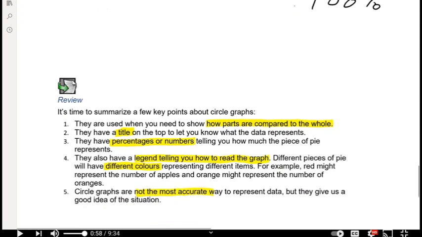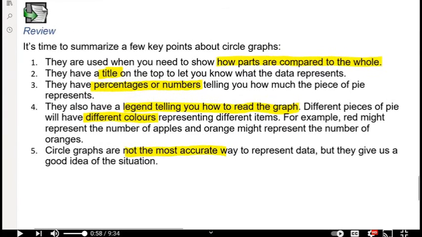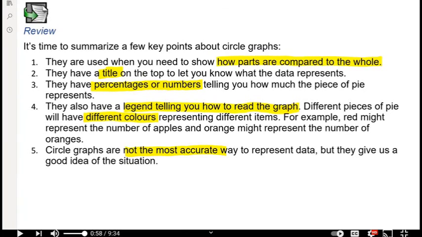Now, the last thing we have to talk about is this. When you look at circle graphs, the things that are important on the circle graph: you need a title, you need percentages, you need a legend, okay? And the legend has to have different colors, right? Just remember that circle graphs aren't the most accurate way to represent the information. That's why we have to have those percentages around each wedge, okay?